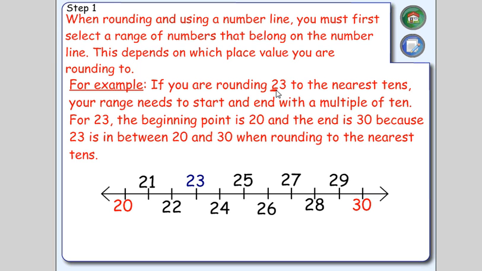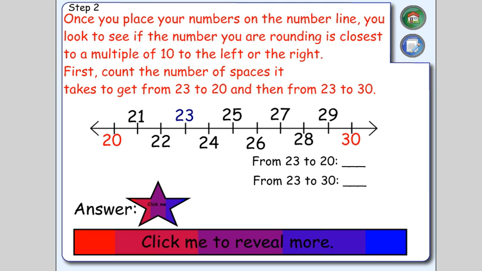your range needs to start and end with a multiple of 10. For 23, the beginning point is 20 and the end is 30 because 23 is in between 20 and 30 when rounding to the nearest tens. Once you place your numbers on the number line, you look to see if the number you are rounding is closest to a multiple of 10 to the left or to the right.